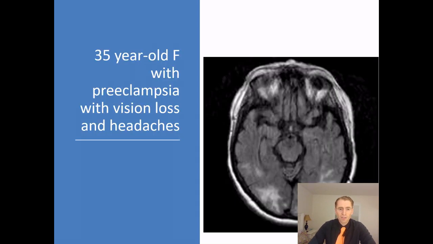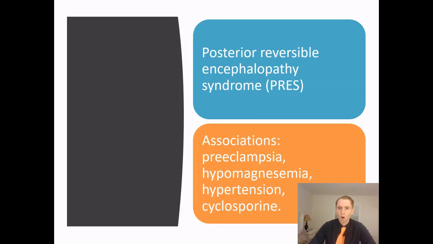This is a 35-year-old woman who is pregnant with preeclampsia. Preeclampsia is basically high blood pressure and swelling of the ankles, and it's a complication of late pregnancy. But she started developing vision loss and headaches, and her MRI scan showed these patchy lesions towards the back of the brain. This is PRES, posterior reversible encephalopathy syndrome.